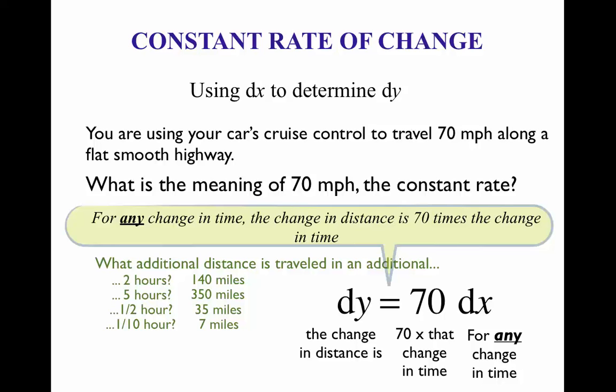Okay? Does it make sense? This is the way we have to think about the meaning of a constant rate of change. That for any change in our independent, the change in the dependent is that constant rate times as much as the change in the independent. Let's try another example. Questions before we go on?